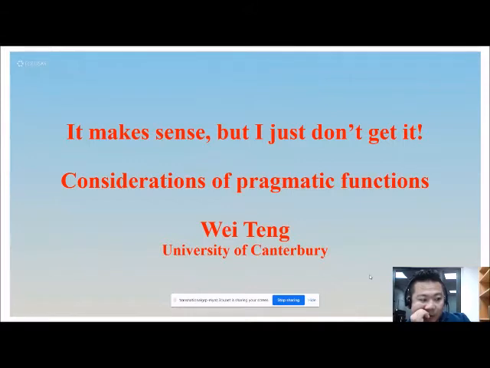Because in my PhD study, I felt that the Chinese immigrants participating in my study often felt that they did get the messages, but they still didn't know what they actually had to do with the messages. So that's how I came up with this topic. So tonight I want to talk about some consideration of pragmatic functions when we do translation or interpreting.